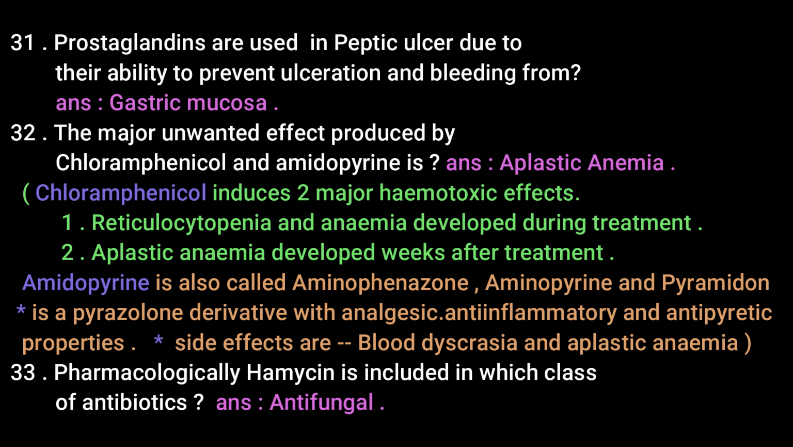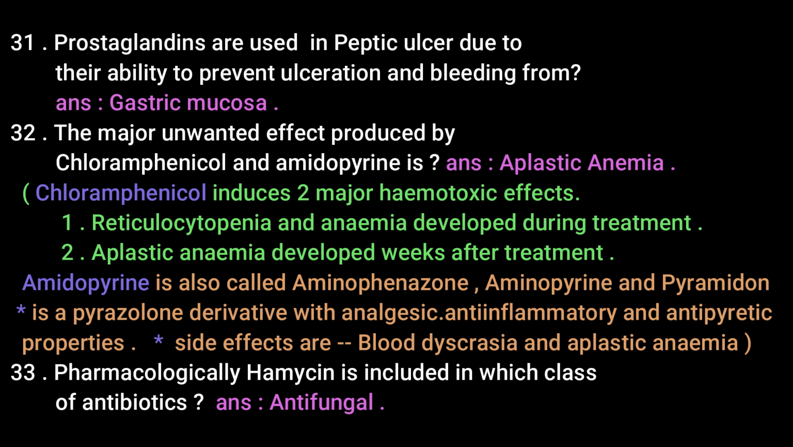32. The major unwanted effect produced by chloramphenicol and amidopyrin is aplastic anemia. Actually, in man, chloramphenicol induces two major hemotoxic effects. First one is reticulocytopenia and anemia developed during treatment, and the second condition is aplastic anemia developed weeks after treatment. Amidopyrin is also called aminophenazone, aminopyrin and pyrimidone, which is a pyrazolone derivative with analgesic, anti-inflammatory and antipyretic properties. Its major side effects include blood dyscrasia and aplastic anemia.